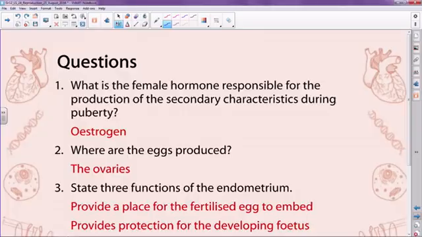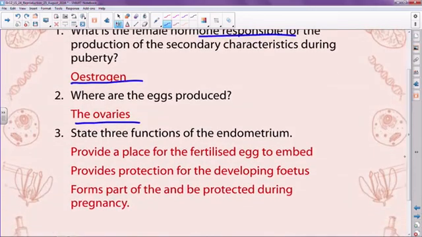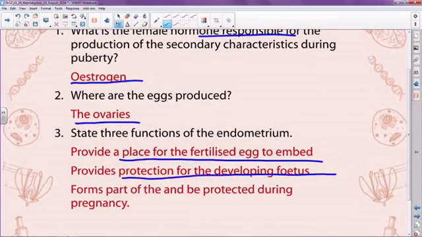Let's have a look at these answers that we have. Firstly, what is the hormone that produces secondary characteristics in females? It is estrogen. Where are the eggs produced? In the ovaries. Next one, name 3 functions of the endometrium. Provides a place for fertilized eggs to embed. Provides protection for the developing fetus. Okay, and lastly, forms part of the placenta and the protection during pregnancy. Okay, so those are the 3 things it does.